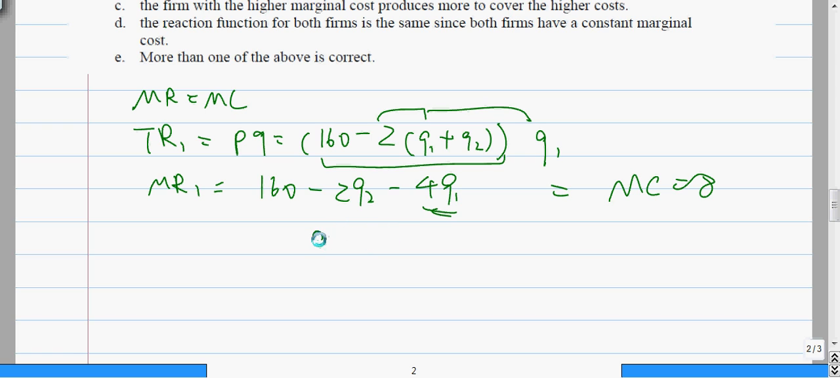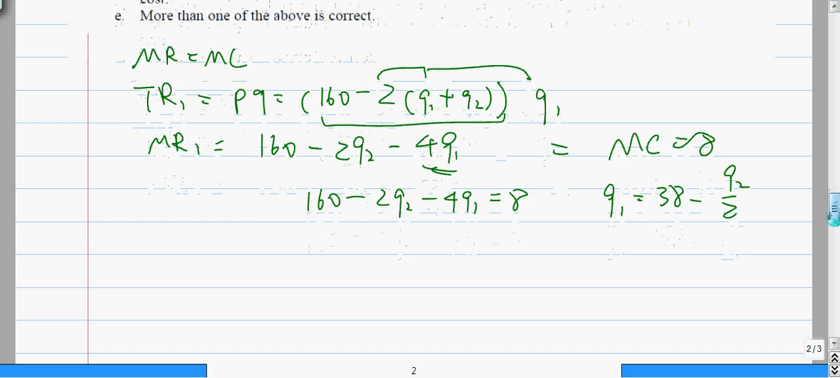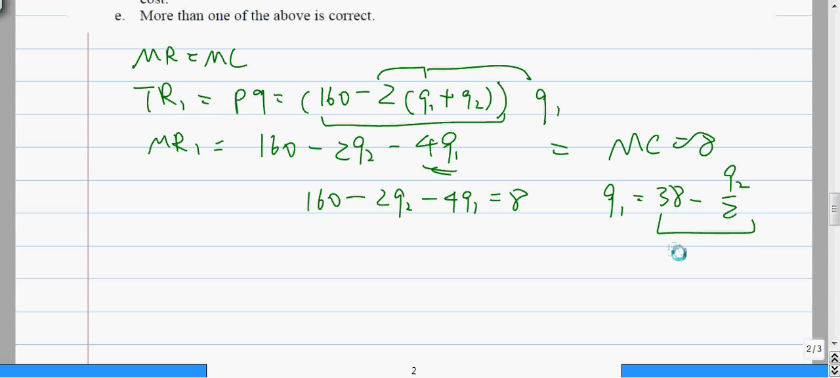I think Q1 is equal to, we should better write this down. So we have this minus this is equal to 8. So Q1 is equal to, we move everything to the other side, divided by 4, this is 40, this is 2, so we have 38 minus half Q2. I will usually call this function the best response function, but I think you call it the reaction function. Reaction function means given firm 2's quantity, how would I react by choosing my quantity as firm 1?